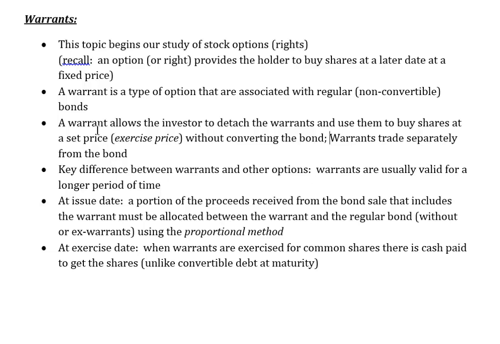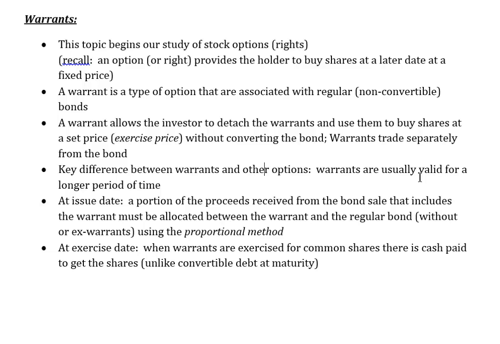So, as we said here, the warrant allows the investor to detach the warrant and use them to buy shares at a set price, which is the exercise price, without converting the bond. One of the key differences between a warrant and other options is that warrants are usually valid for a period of time which is longer than the options.